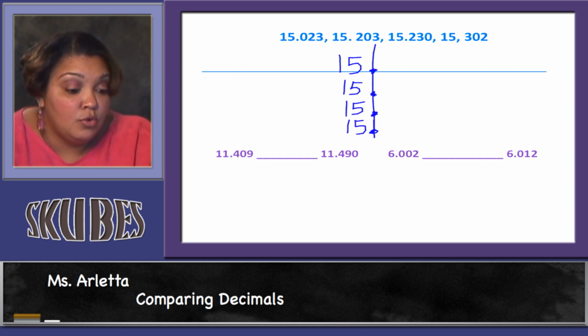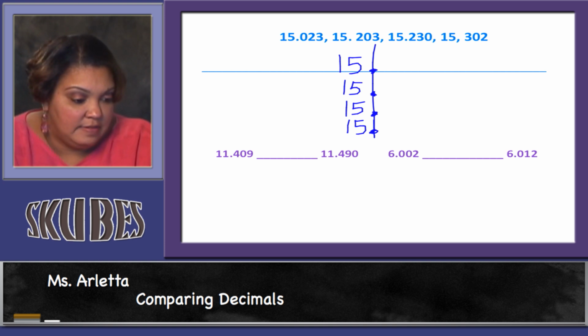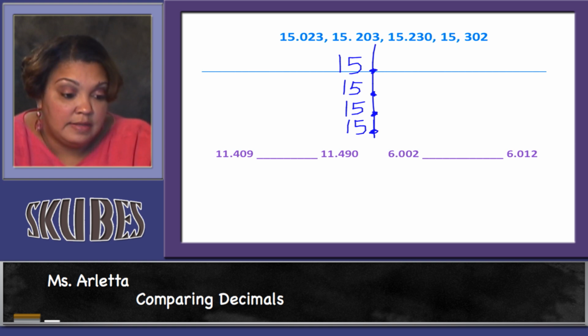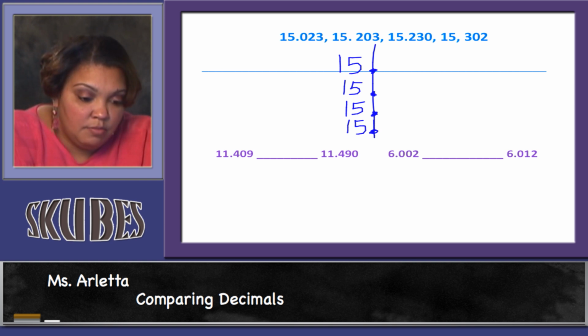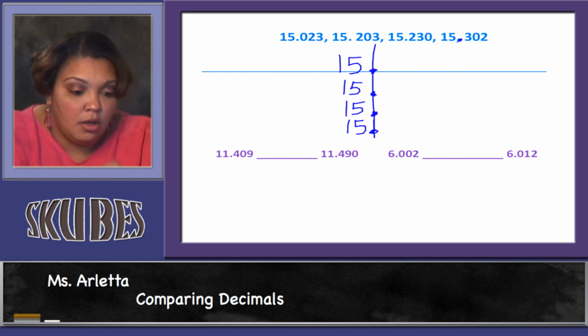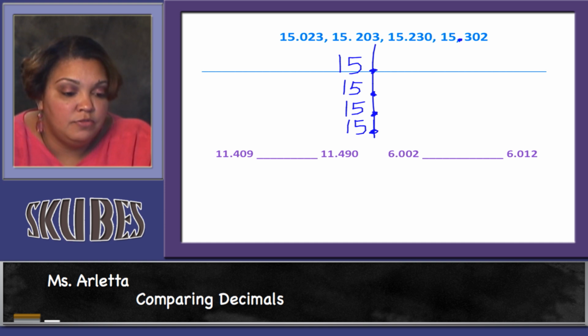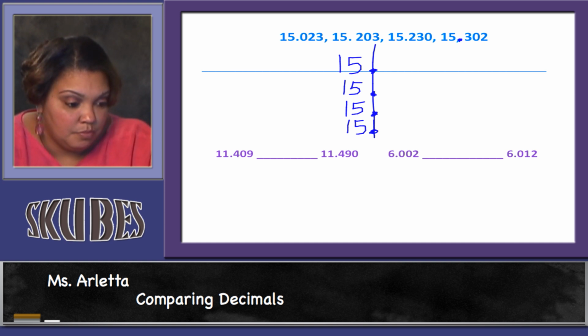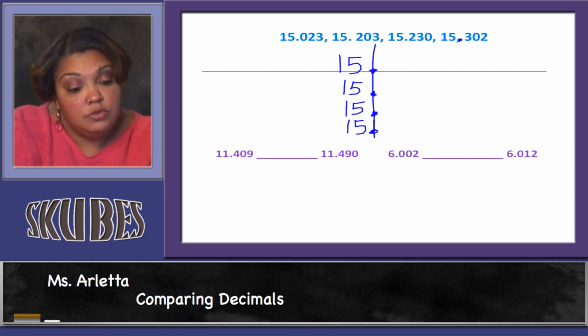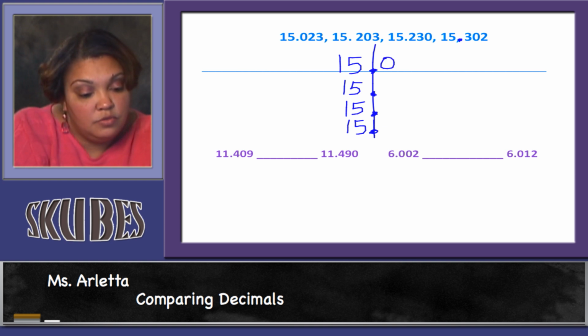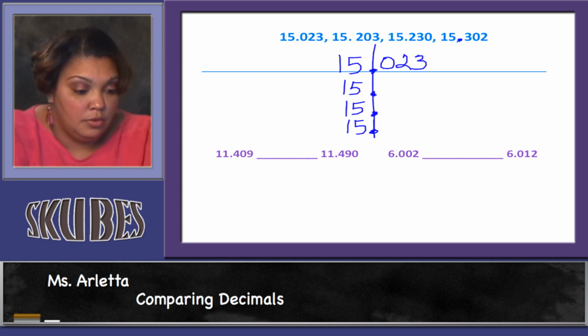And now we need to focus on what digits come to the right of our decimal points. And I see a 0.023. I see a 0.203. I see a 0.230. And that should have been a decimal point up there instead of a comma. And so that would be 15.302. I would say the 0.23 because 23 is the lowest number.